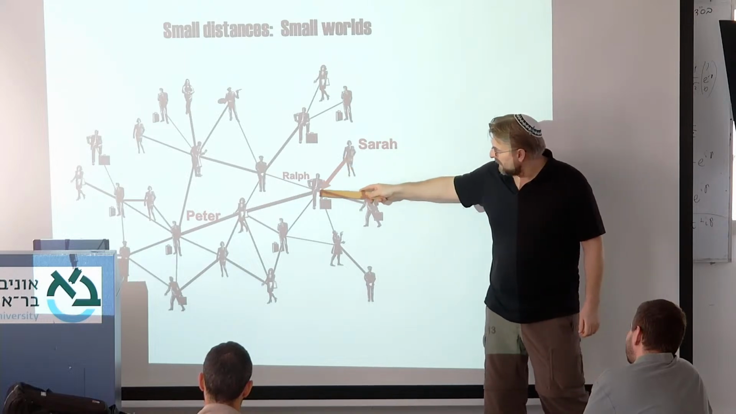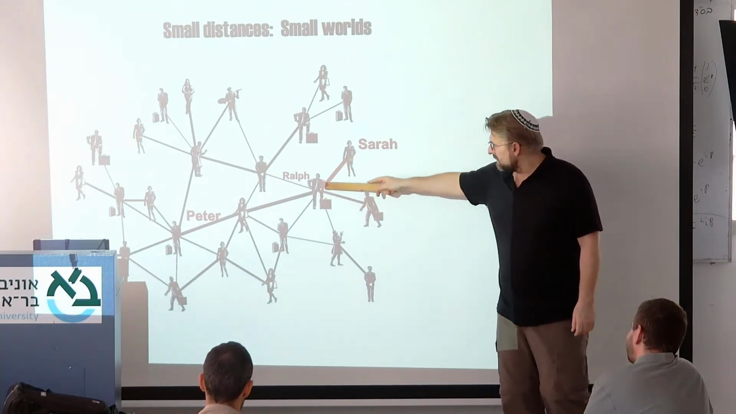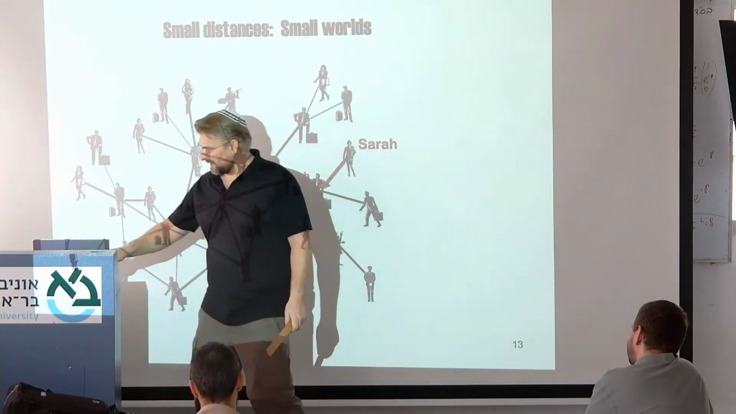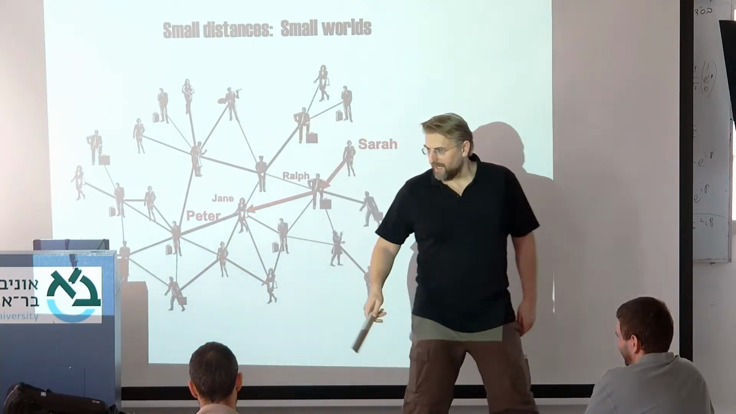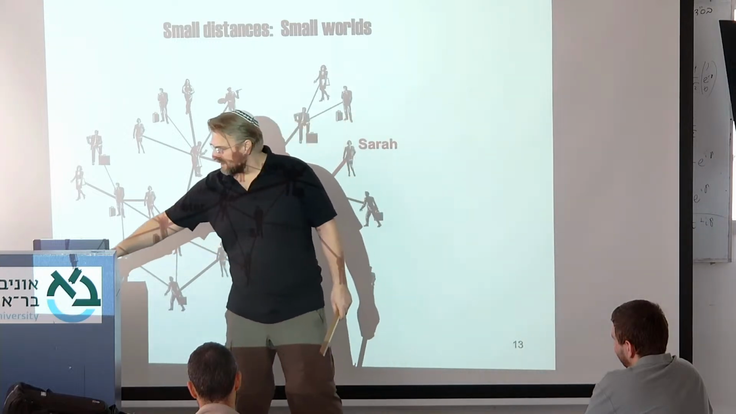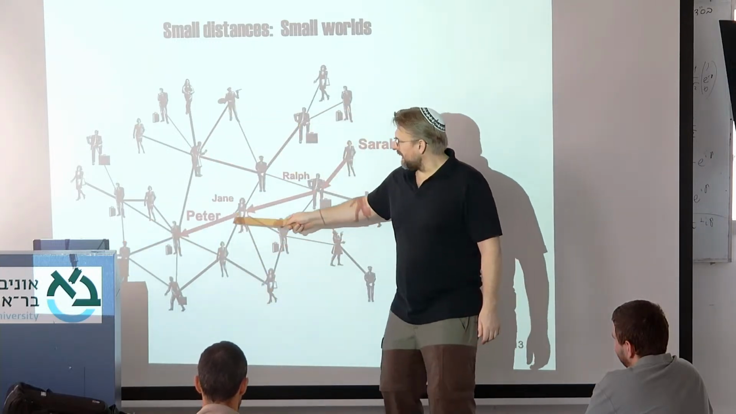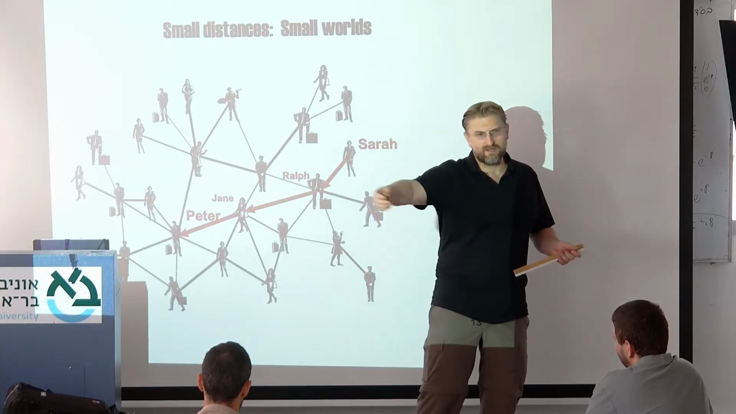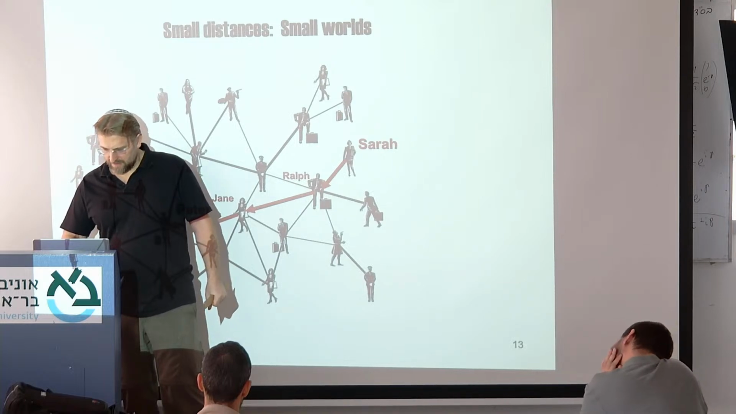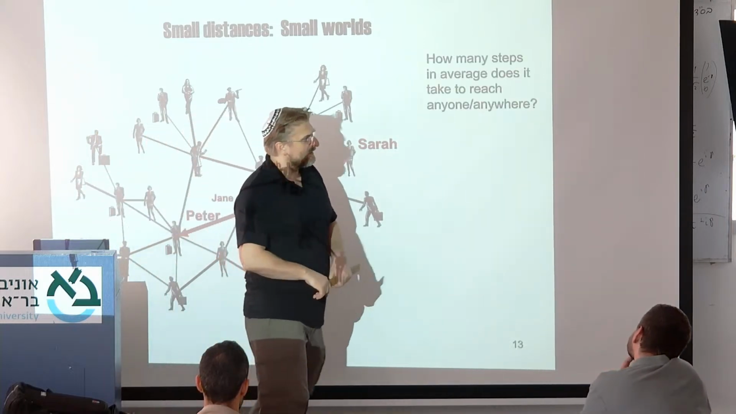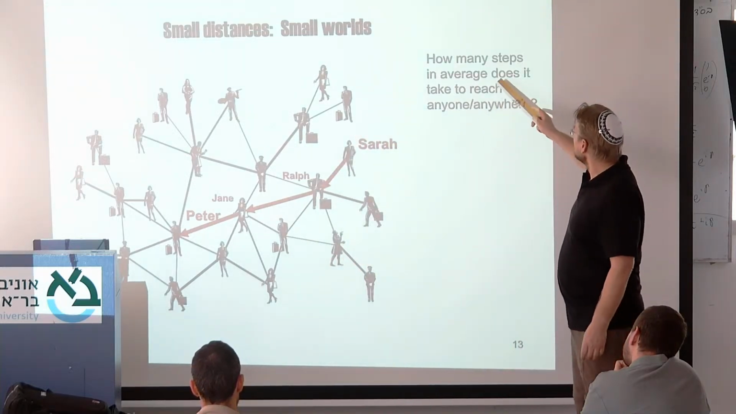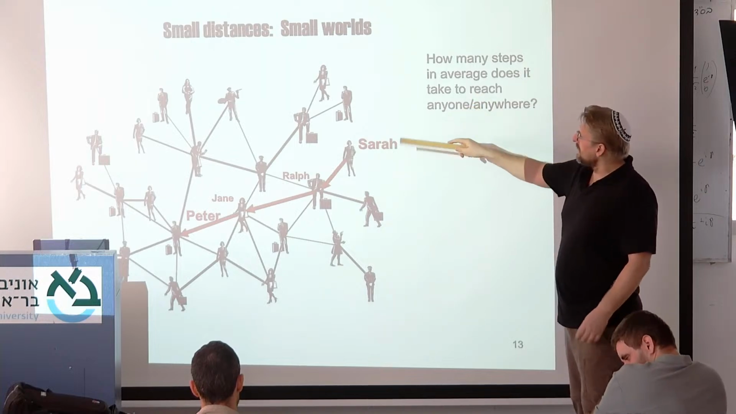She's in the same spinning class as Ralph, so she's giving him the letter, and Ralph plays ping pong with Matkot, we are in Israel, Matkot with Jane, right? And Jane is the neighbor of Peter, so this way Sarah can deliver a letter to Peter. And so what would you say, I mean this is some stupid example, but how many steps on average would it take to reach anyone?